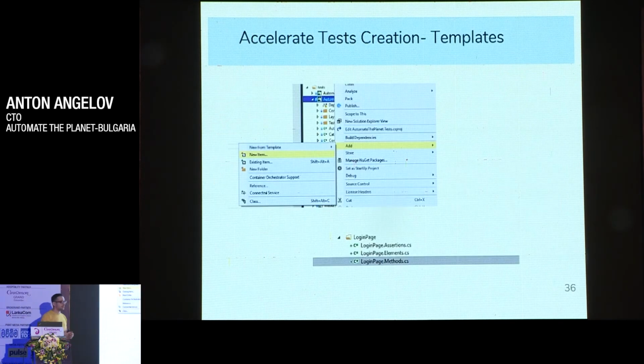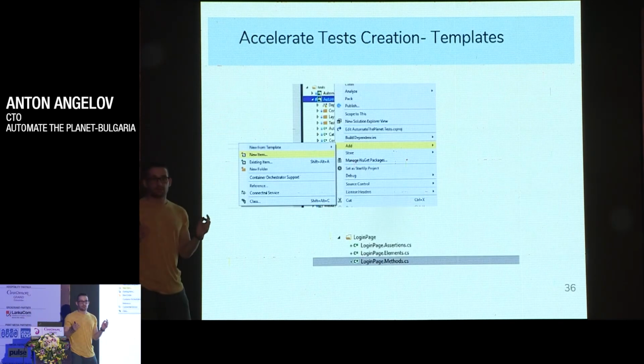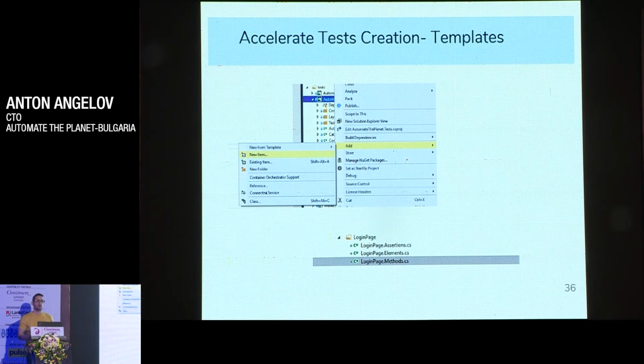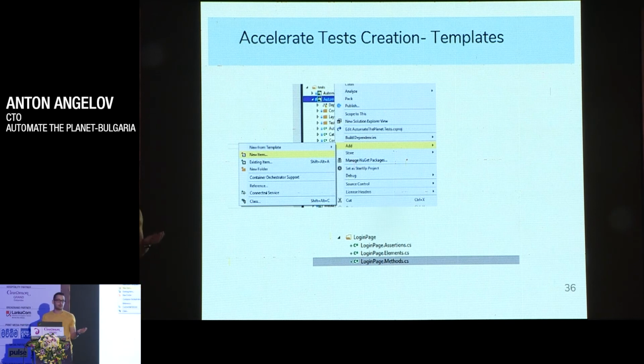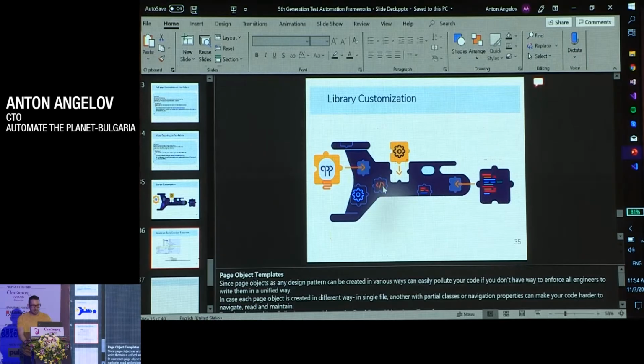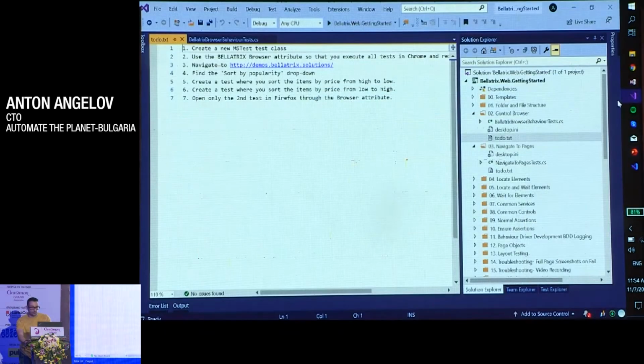So, another thing that we do is that it's important to allow people to write the tests faster. And as mentioned, one of the most important design patterns is the page object. But when you have a team of 20, you need to streamline how people create it instead of writing their own thing. And the way we do it is that we created a plugin for Visual Studio.